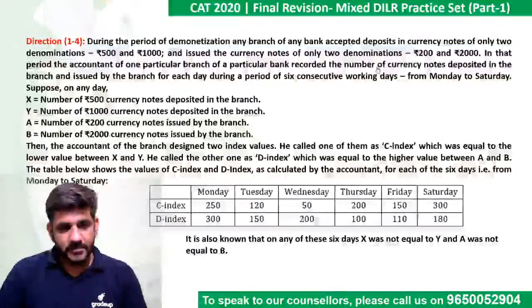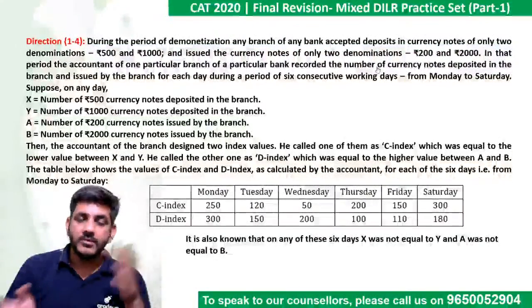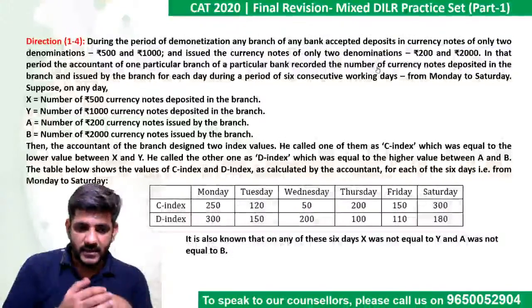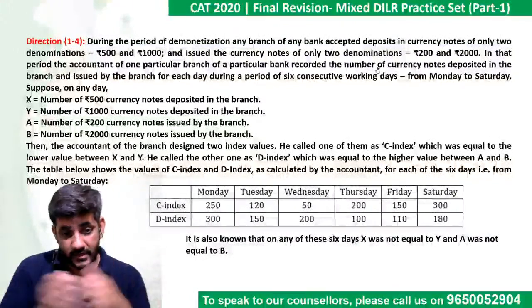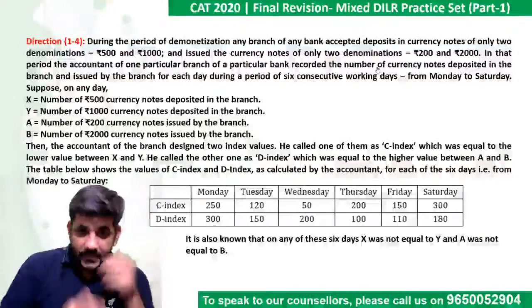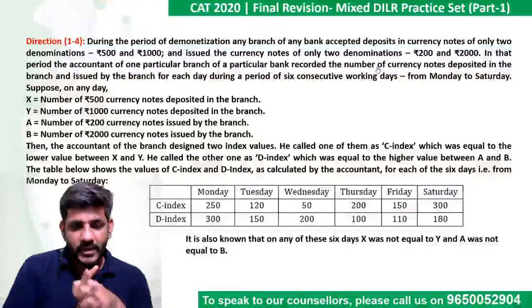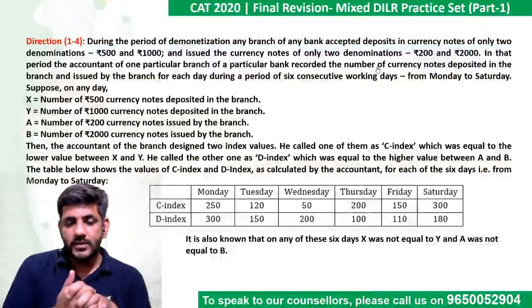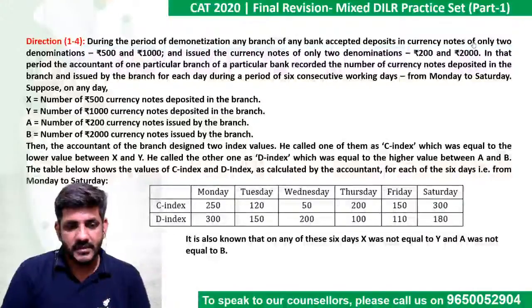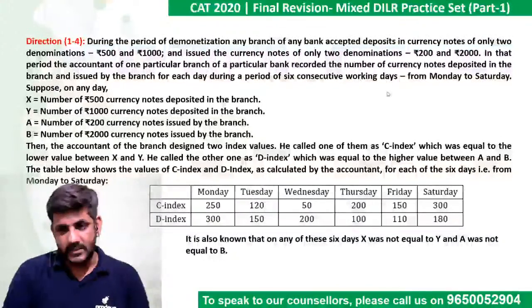Then the accountant of the branch designed two index values. X and Y are deposited, and A and B are what is issued, right? He called one of them the C index, which was equal to the lower of X and Y, and the D index, which was equal to the higher value between A and B. The table shows the values of C index and D index as calculated by the accountant.